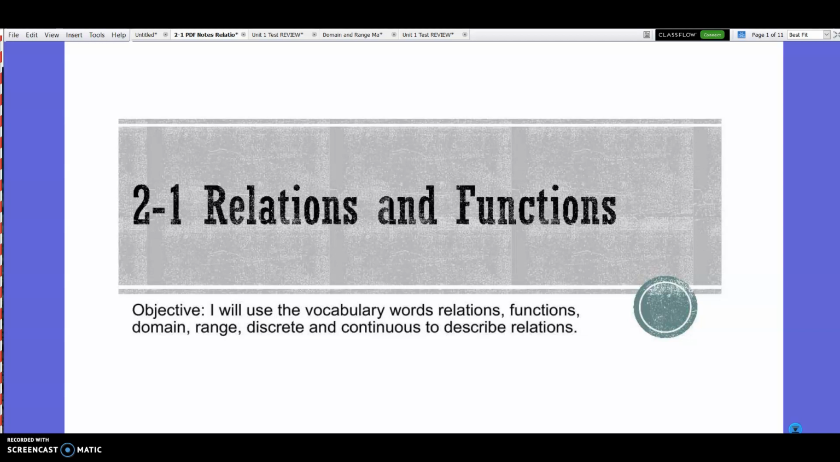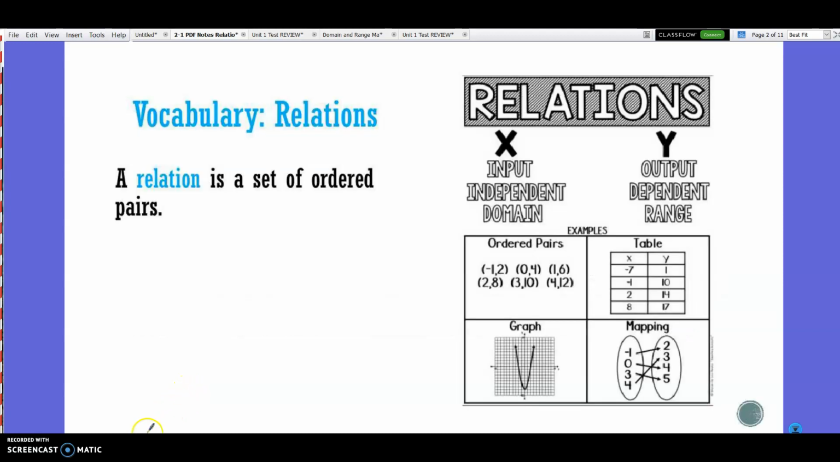Okay guys, today's notes are 2-1 relations and functions. You'll be able to use vocabulary words, relations, functions, domain, range, discrete, and continuous to describe relations.